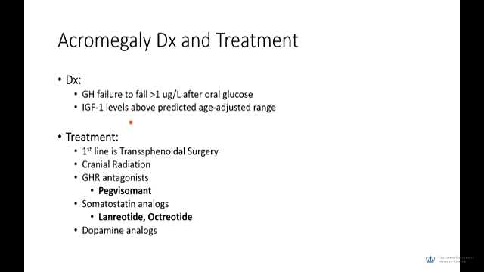Treatment, first line treatment is transsphenoidal surgery. That is first line, boom. If that doesn't work, then you can try radiation and these other agents, but first line is transsphenoidal surgery. I know that's counterintuitive to a lot of things that we say, but it can be curative. Growth hormone receptor antagonists, you can use pegvisomant, and somatostatin analogs, lanreotide and octreotide. I just bolded those because we need to know drugs and everything.